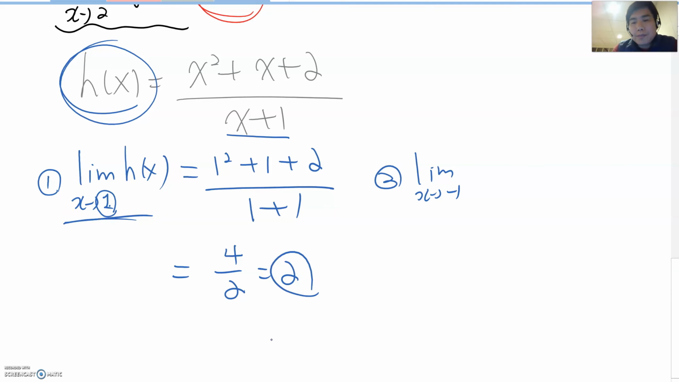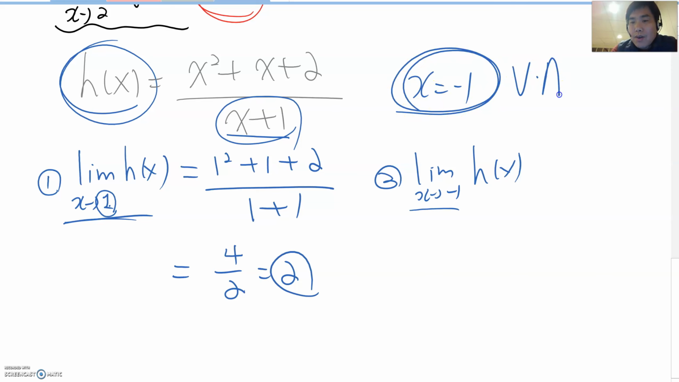Now, number 2: the limit as x moves to negative 1. When you plug negative 1 in, is the denominator going to be 0? Oh my god, yes. So x equals negative 1 is our vertical asymptote. What did we conclude before? The vertical asymptote divides the graph into two different parts, a negative side and a positive side, so no limit exists. So your answer is no limit.